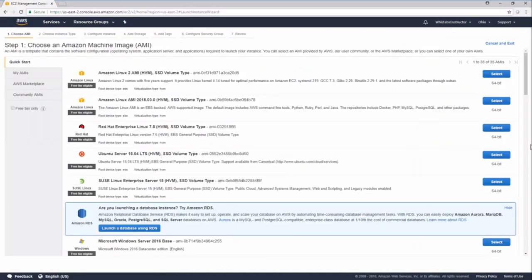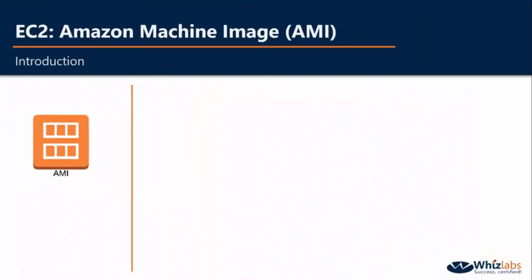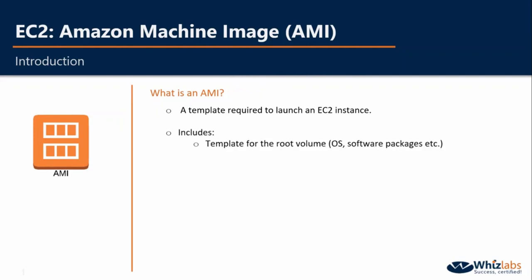First things first, it asks you to select an AMI. What is an AMI? Let's look at it in detail. Quite simply, it is information in the form of a template that is required to launch an EC2 instance. It includes a template for the root volume for the instance, for example, operating system or software packages, etc. It also includes launch permissions, that is, which AWS accounts can launch a VM from it. And it also includes information on which volumes to attach to the instance once that instance gets launched.